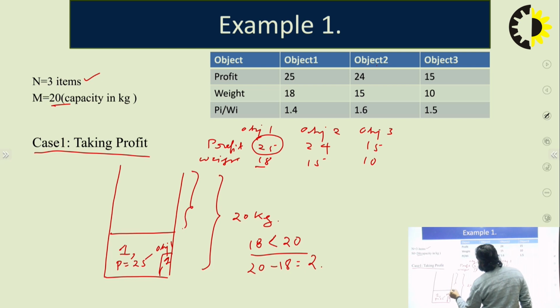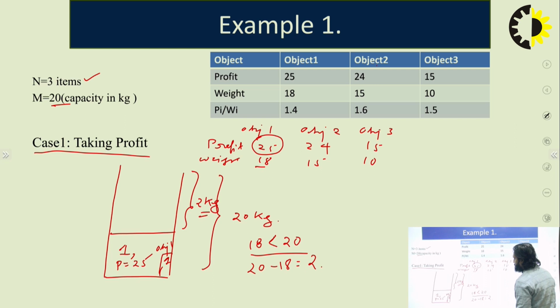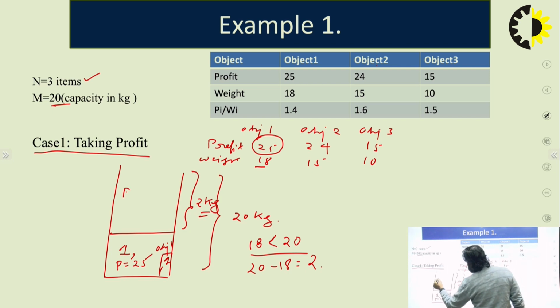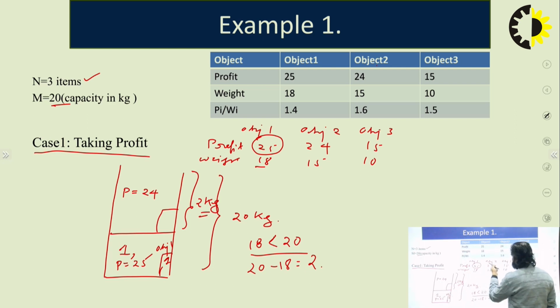Now the second item, object 2, has profit 24, and we are taking a fractional part. Next higher profit object is object 2, with profit 24. We take object 2. Its weight is 15, and the remaining capacity is 2.